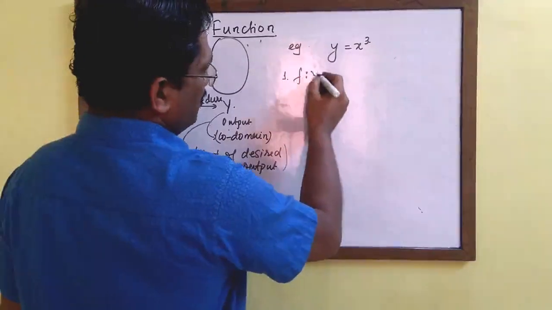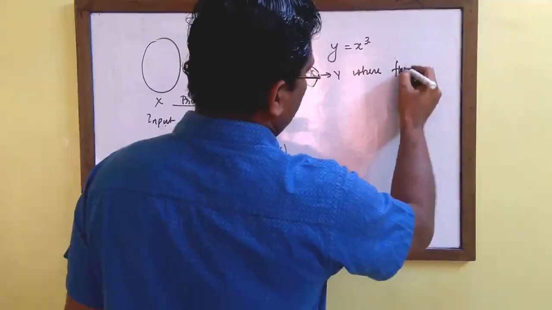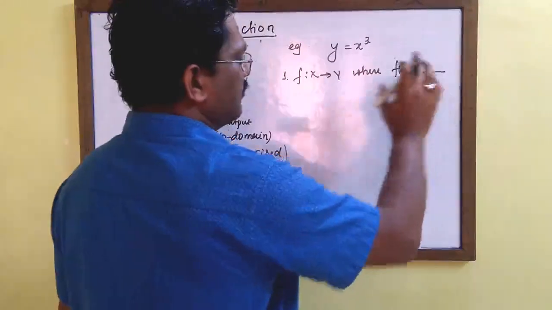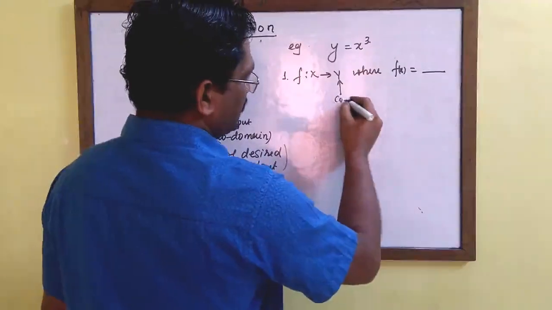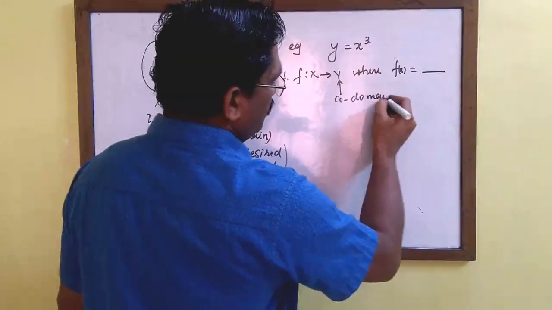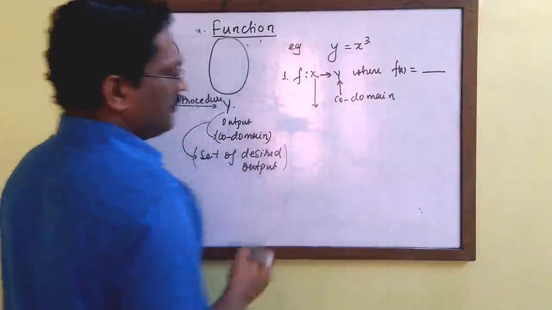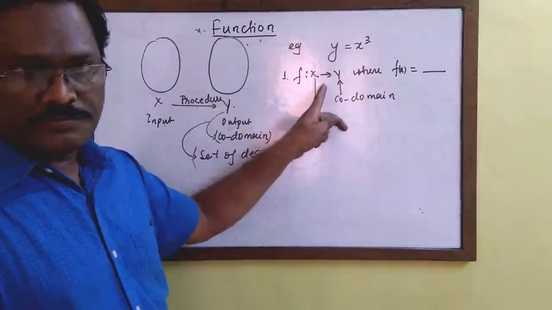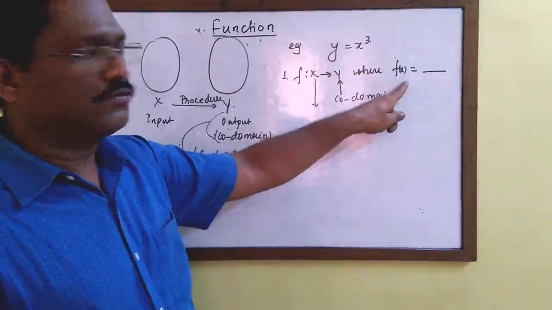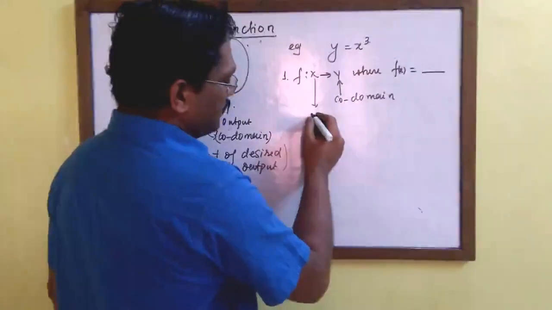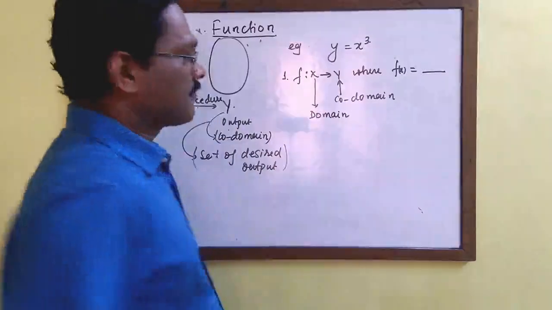See, if I write f: x to y, where f(x) is equal to something, that means some procedure. This is the language in which I am specifying, okay, I want this set as my output, and the set which we will provide as input to get the elements of my codomain as output corresponding to this procedure. So this restricted set will be called the domain of the function.